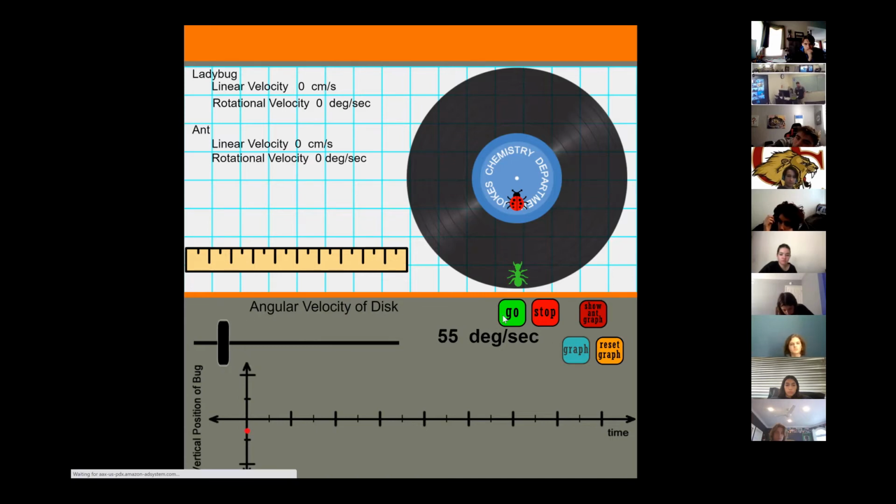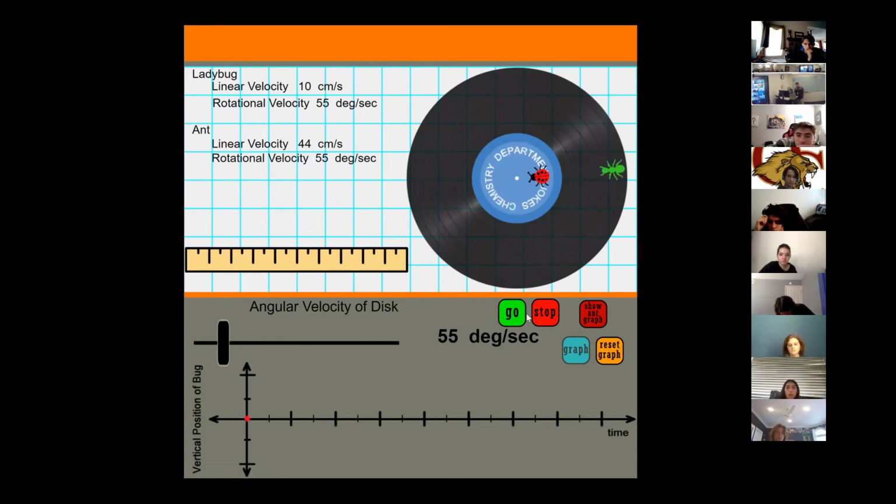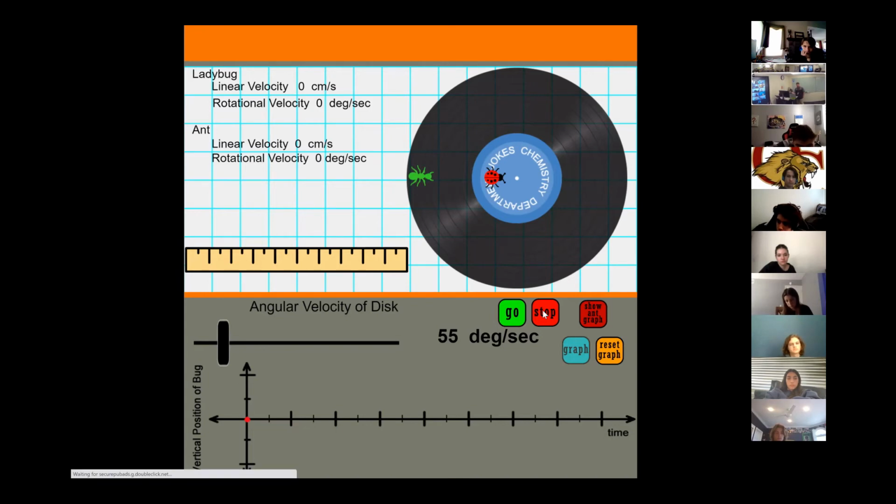So if I click go, they both start spinning. And you can see that when the ant goes one full circle, so does the ladybug. And if I stop it here, we're at 3 o'clock basically on the clock. If I let it rotate around to 9 o'clock, it just went half a circle, and they both went half a circle, right? They both went 180 degrees or pi radians. Now, which one went further though?